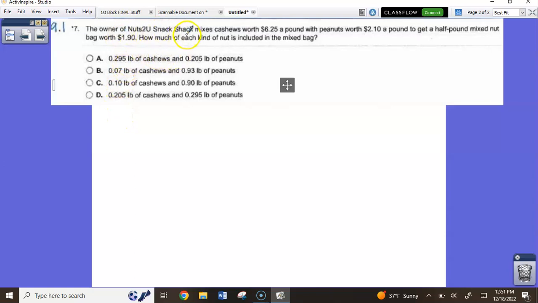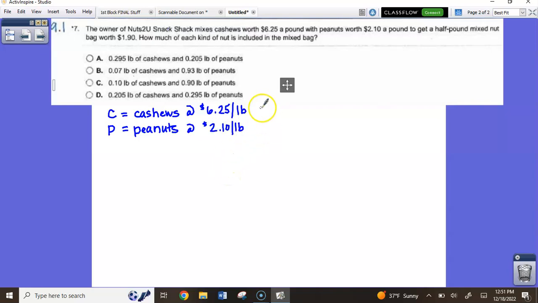So we have a snack shack. They mix cashews worth $6.25 a pound with peanuts that are worth $2.10 a pound, and that yields a half-pound mixed bag worth $1.90. It says, so how much of each type of nut is included in the mixed bag? So we have two equations here. First, before we set our equations up, we need to discuss what our letters are going to be. I always go with the first letter of what I'm talking about so that as I'm solving the problem, I don't forget what the letter stands for. So we're discussing cashews and peanuts. And if I read it again, it says the cashews are at $6.25 per pound, and the peanuts are at $2.10 per pound. And then when you put all that together, so this is me taking Cliff Notes, it says to get a half-pound mixed nut bag worth $1.90.